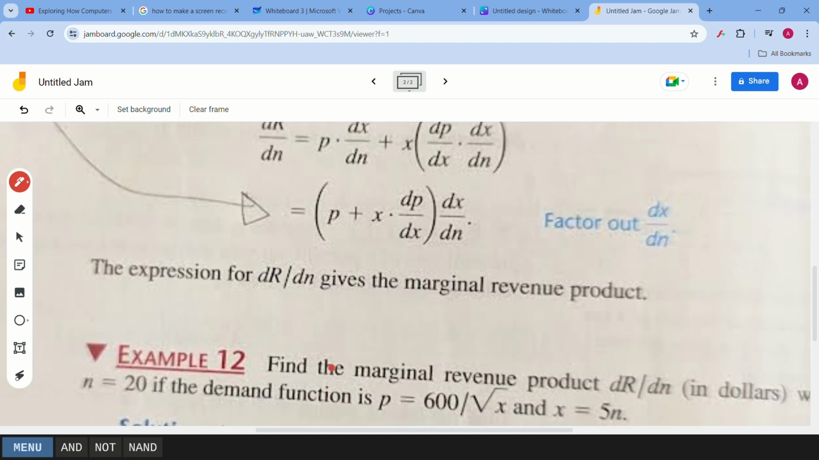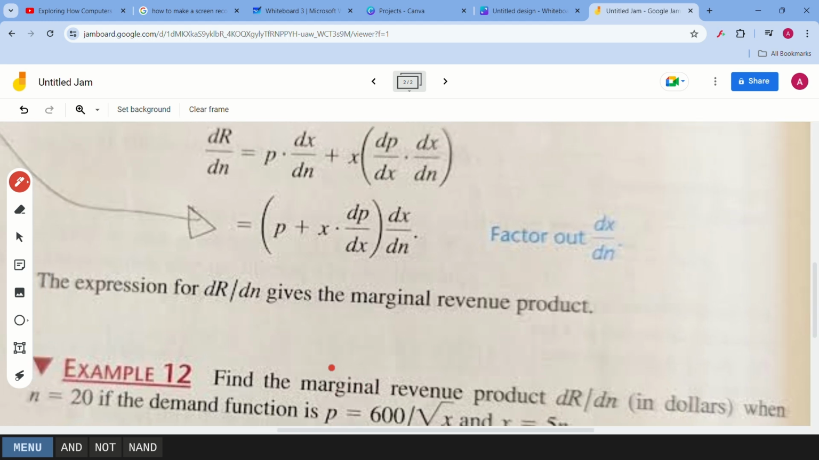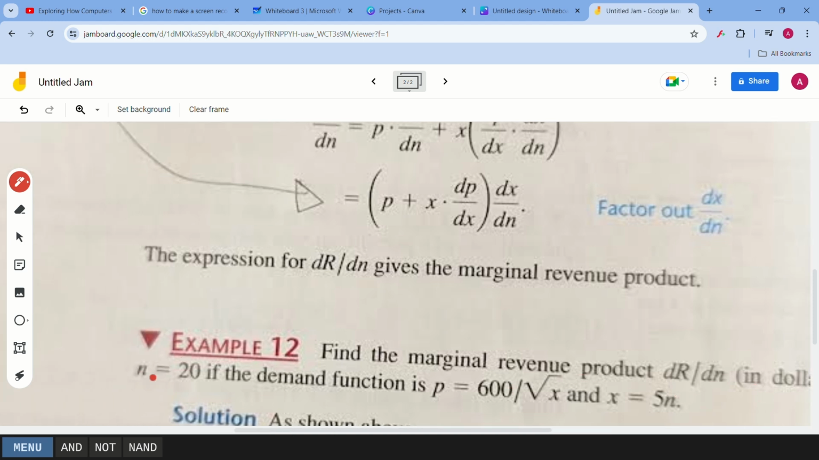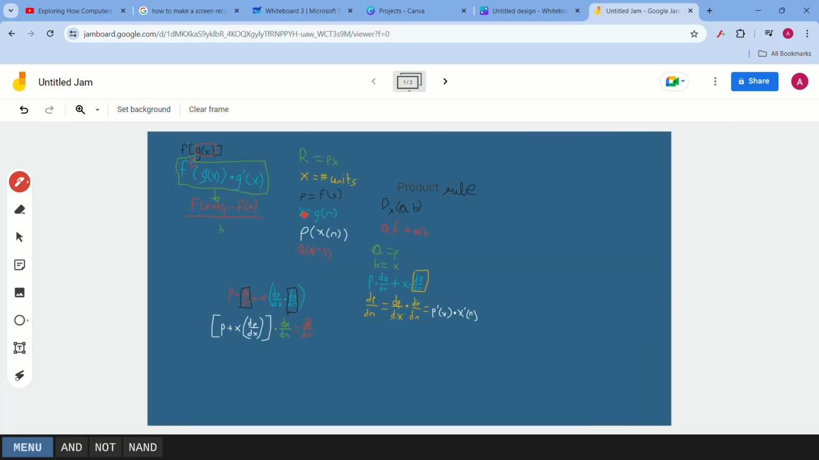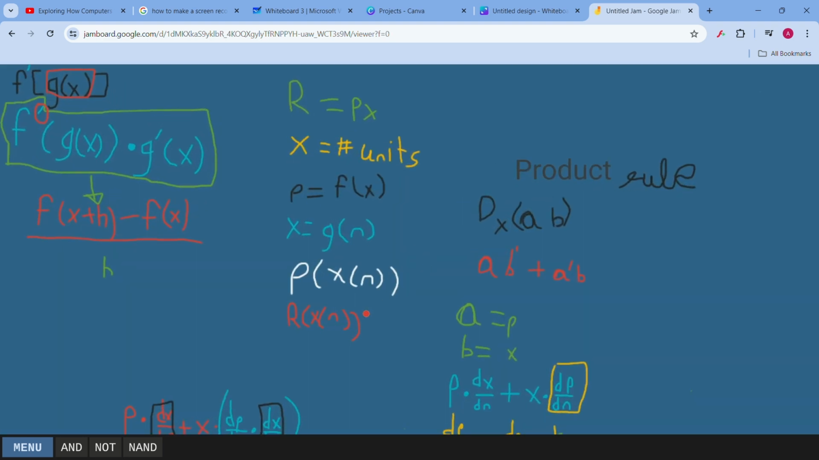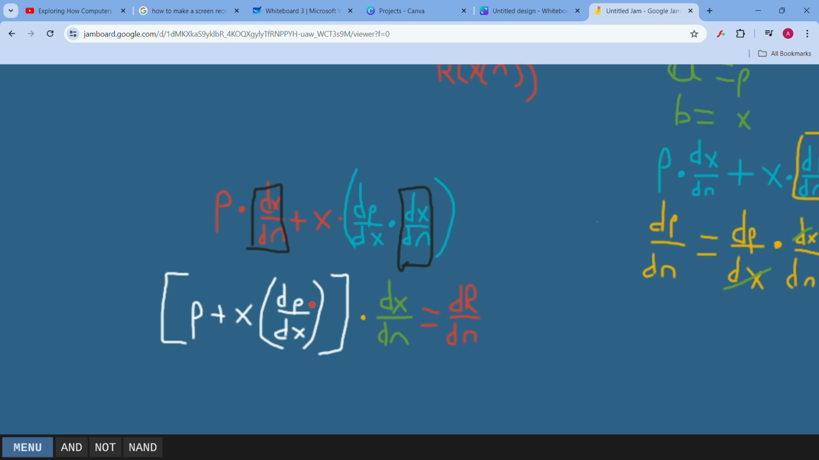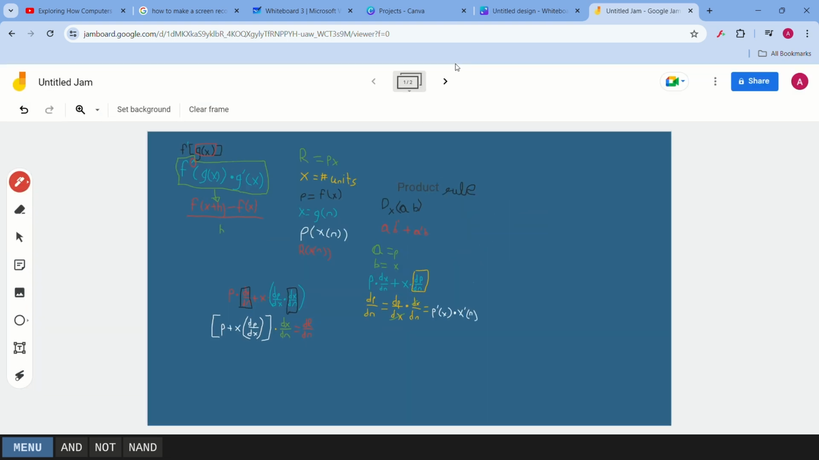Okay, now here is our practice problem. Example 12. Find the marginal revenue product, dr over dn, in dollars when n equals 20. So x is a function. So dp over dx, we want to find, oh wait, I need to teach y'all one more rule before you're ready to tackle that example.